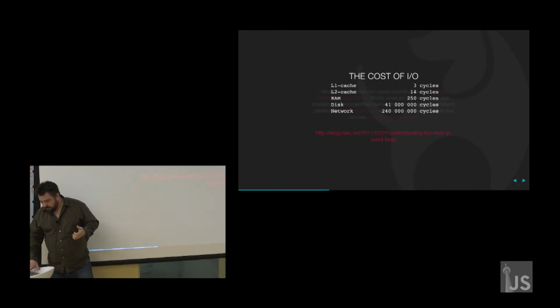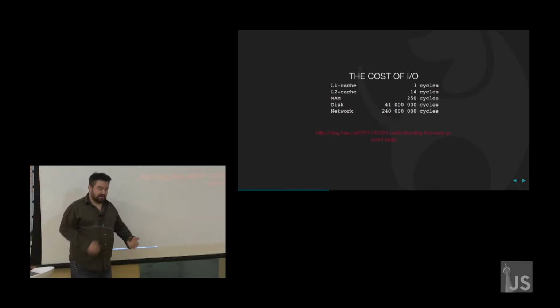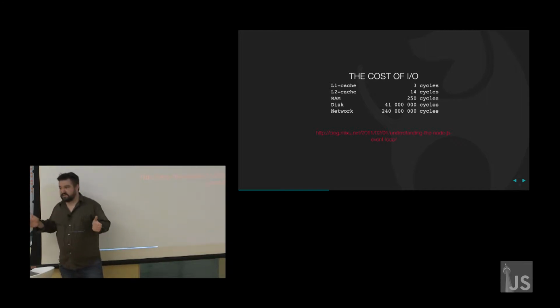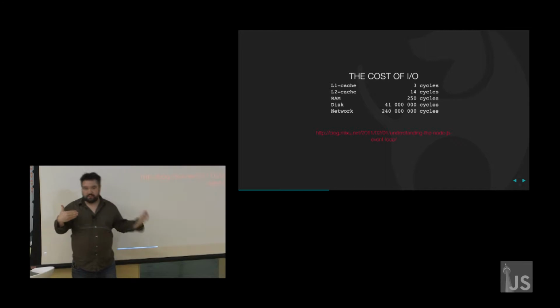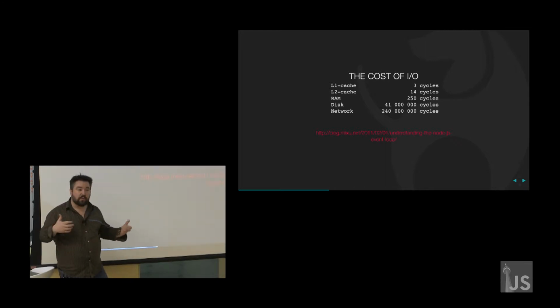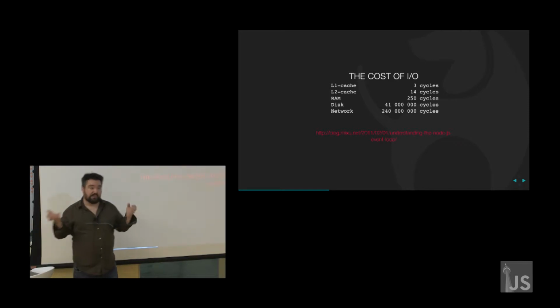So the way Node got into this was the idea that the cost of I/O was heavy. If you were to look at any process out there and time share it, I/O is where you spend a lot of your time. Be it reading from the cache of the chip, from your RAM, from your disk, over the network, over conference Wi-Fi, which never works.